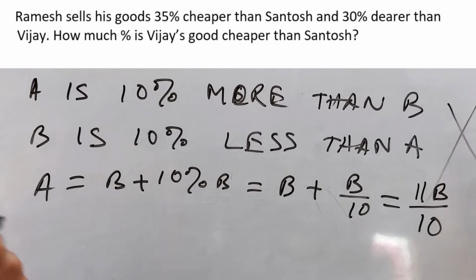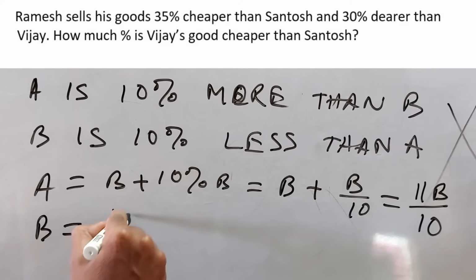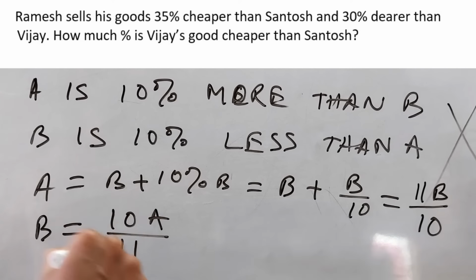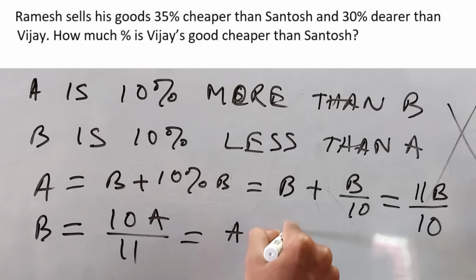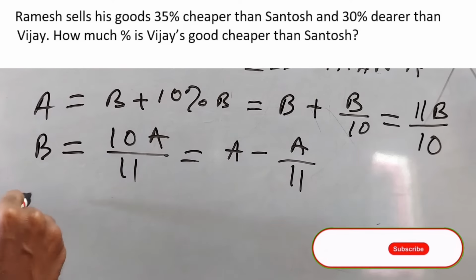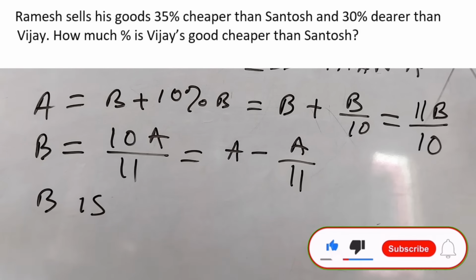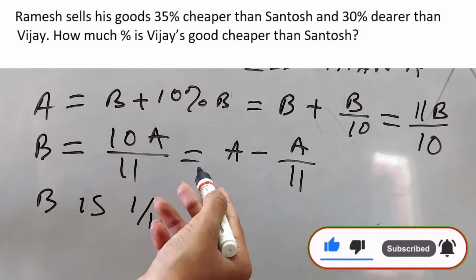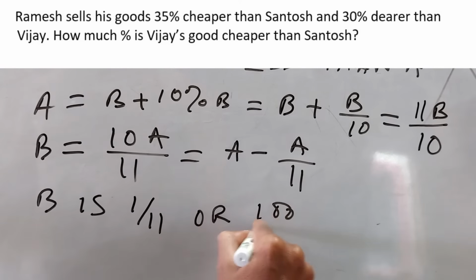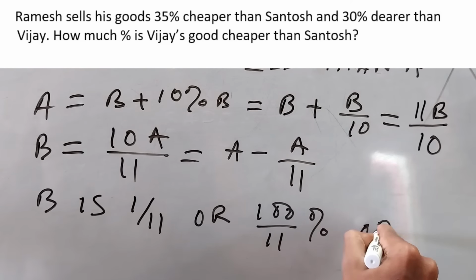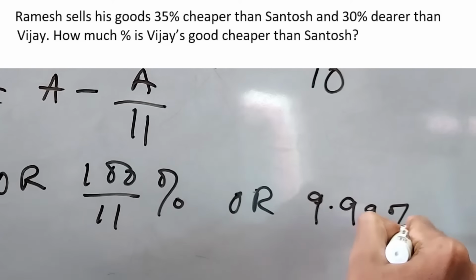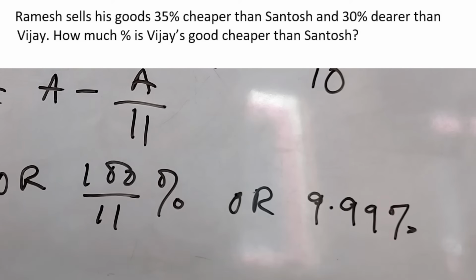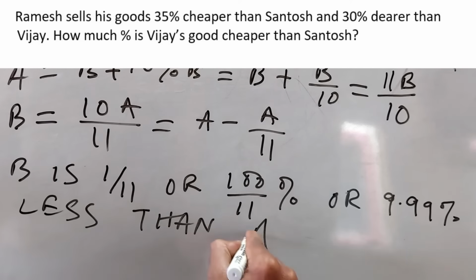So if we convert it other way, B will be equal to 10A by 11. Simple. Now what is this? 10A by 11. This one is equal to A minus A by 11. Simple. Therefore now if we convert it to the percentage, B is 1/11th, or if we multiply with 100, it will be 100 by 11%, or something like 9.99% less than A. Clear?